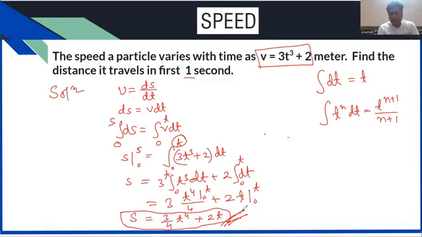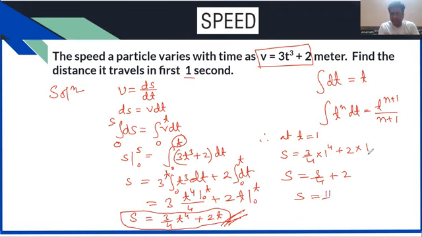Therefore, at t equal to 1, distance equal to 3 by 4 times 1 to the power 4, so it is nothing but 3 by 4 plus 2, which is 11 by 4 meter, okay? All are in SI.